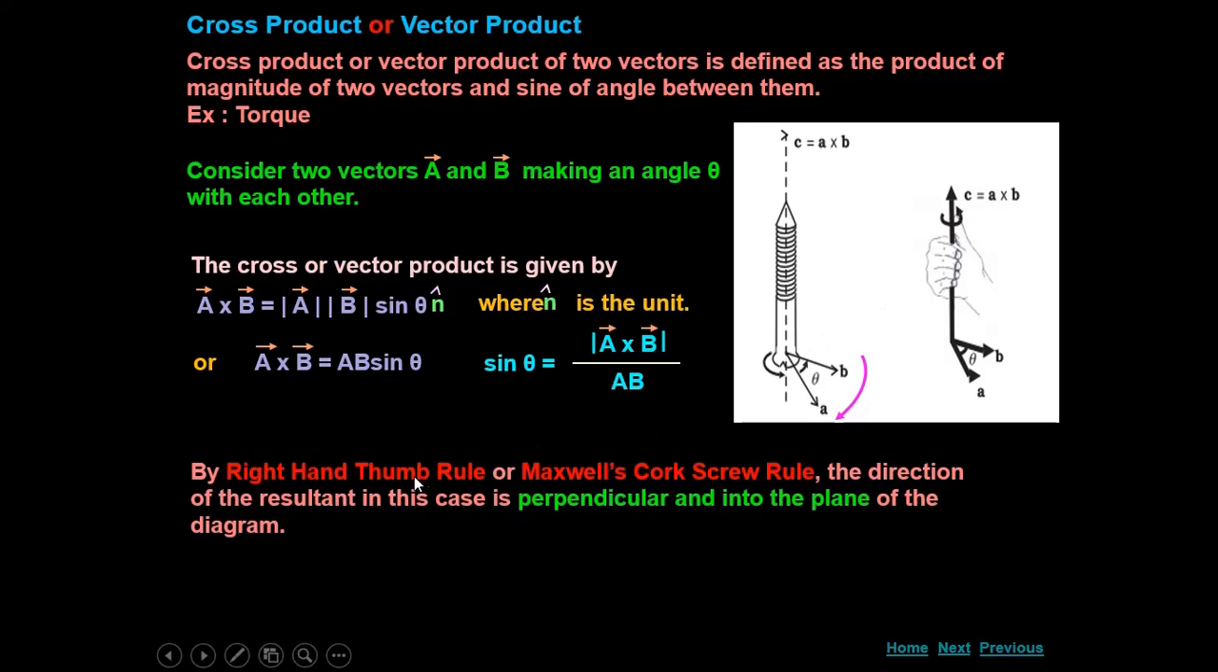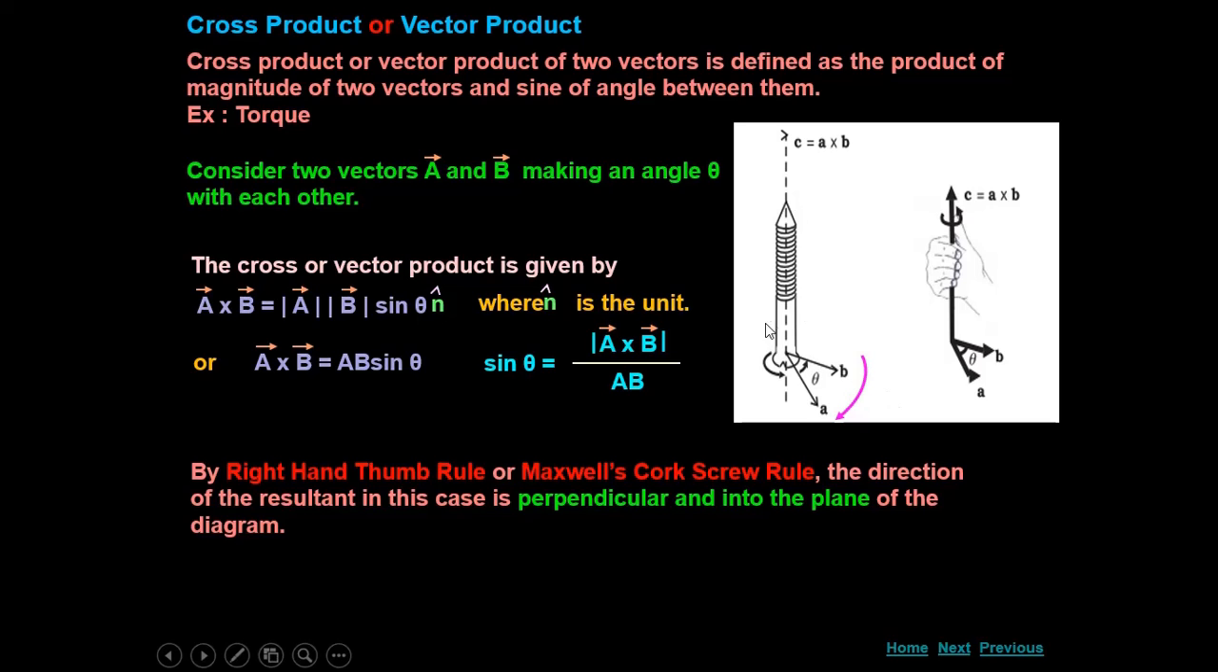And using the screw rule, if you hold the screw in the right hand and if you rotate the screw in the anti-clockwise direction, the screw will move in the upward direction, which means anti-clockwise means the a vector is moving towards the b vector. If the a vector is moving towards the b vector, then the resultant vector should be along the positive z axis. The c vector should be taken along the upward direction.